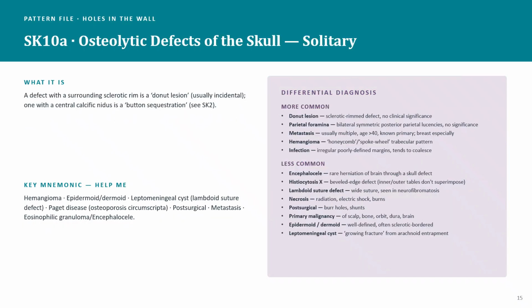The next skull pattern is solitary osteolytic defect. So when we're looking at these on an x-ray, we're basically seeing one area of the skull where there's some sort of bone that's been lost or destroyed. On the x-ray, it's going to look like a dark spot or a hole in the skull. And some of these findings can be harmless. So things like that donut lesion where we see the dark center surrounded by a white rim.